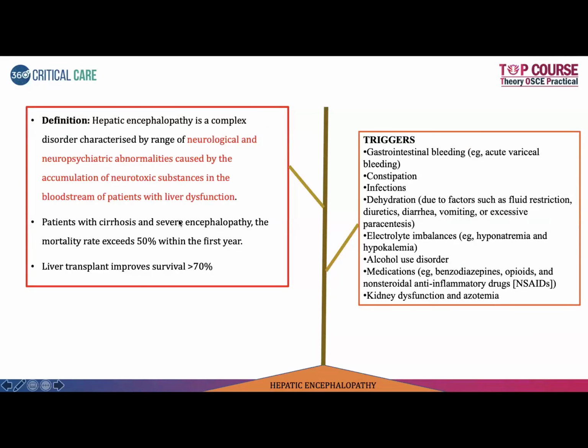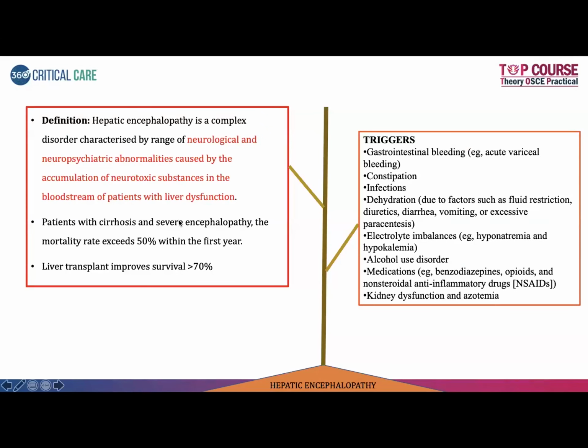So what are the potential triggers or precipitating causes? Most common will be infections, can be a GI bleed, constipation, dehydration. Mainly the patient will be on diuretics for the ascites and all that. So diarrhea, vomiting, fluid restriction, excessive paracentesis not replaced with adequate albumin, electrolyte imbalances like hypokalemia, hyponatremia, alcohol use disorder, benzodiazepines. This is something that can potentiate hepatic encephalopathy, and kidney dysfunction, uremia. So these are the triggers of hepatic encephalopathy.